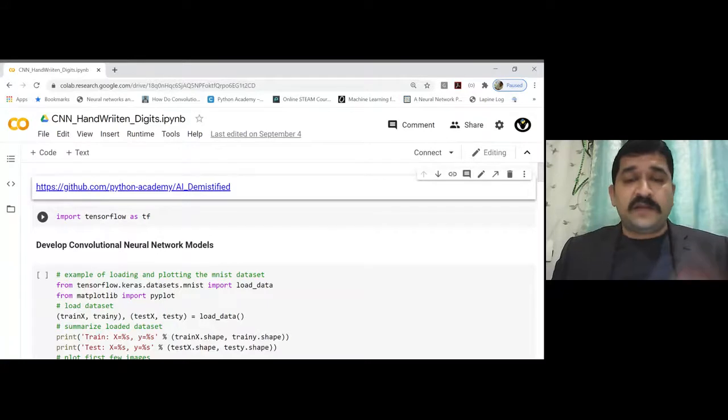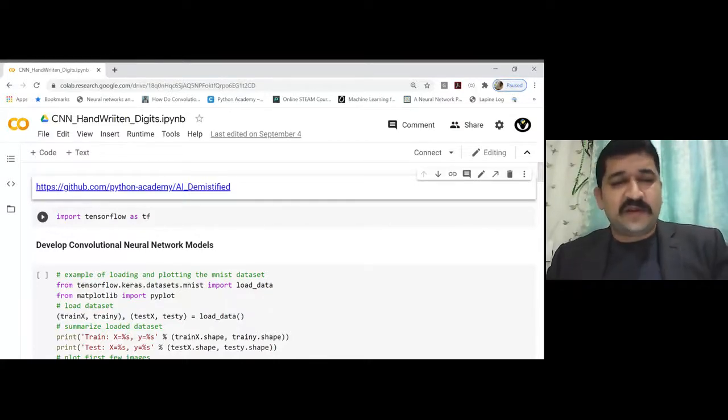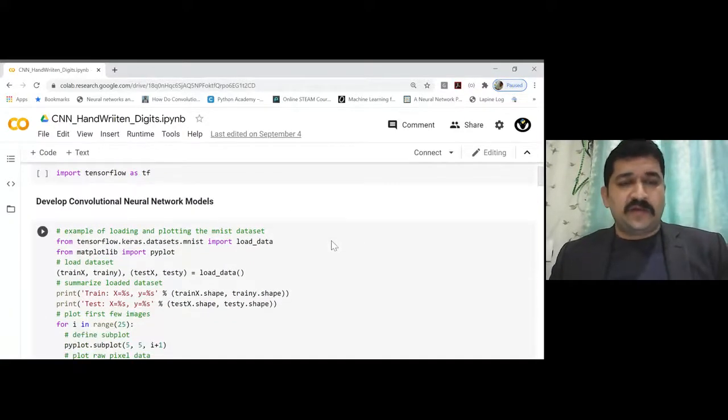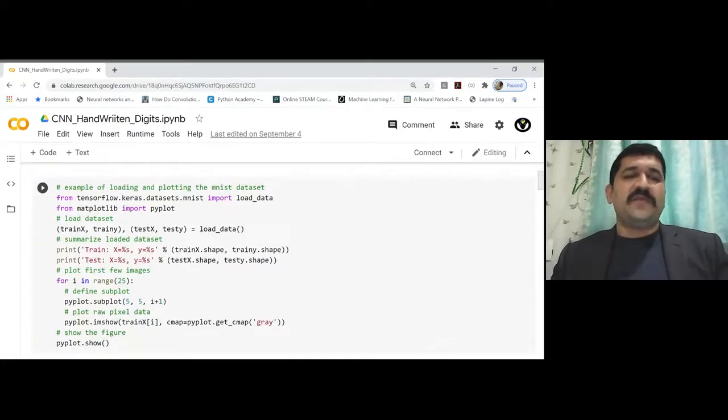Again I cannot go into detail on that, but you can have TensorFlow directly. A lot of rain is going on, so I hope everything goes fine without any interruption. TensorFlow is the library which is used for deep learning purposes, and that is the way we are going to use it. Through TensorFlow, we will need some related examples or packages. These are the examples of loading and plotting the MNIST dataset.